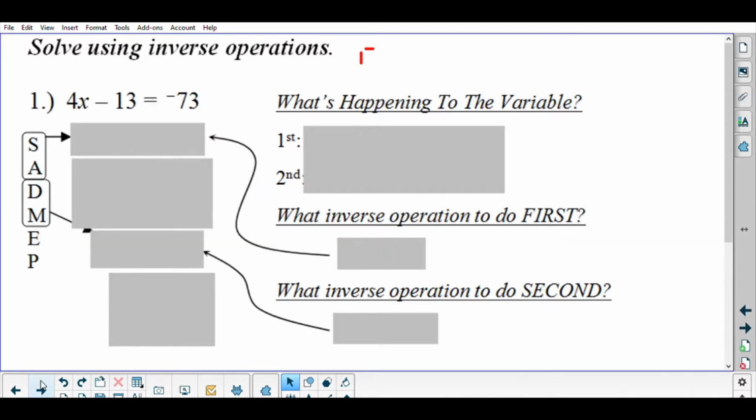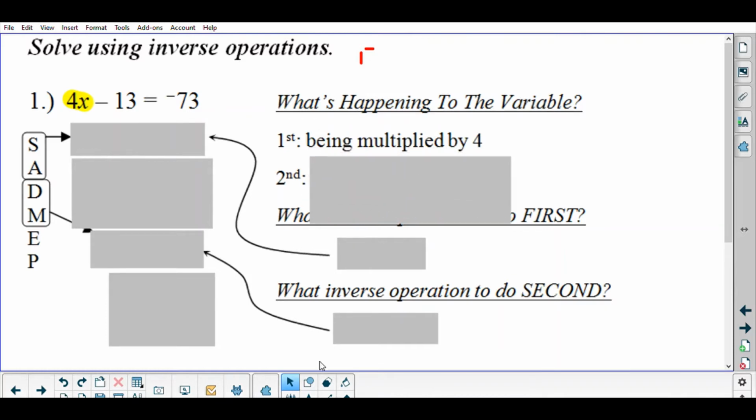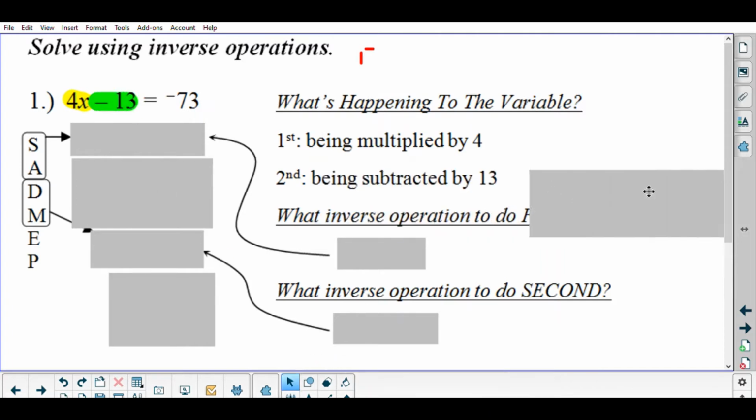So I have some examples typed up for you. Problem number one, let's take a look at this together. The directions say solve using inverse operations, which clearly you're going to have to do because right now the variable is definitely not by itself. As you can see, the variable x has a 4 right next to it. Of course, we know that means being multiplied by 4. And then it has a subtracting by 13 to the right of that. So that's the second thing happening to the variable.